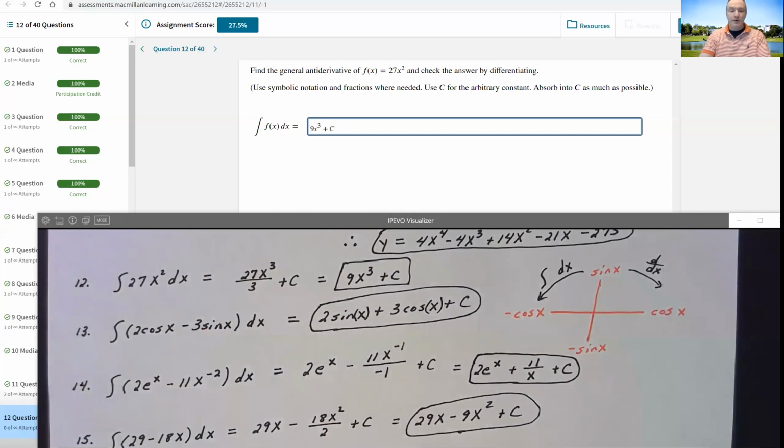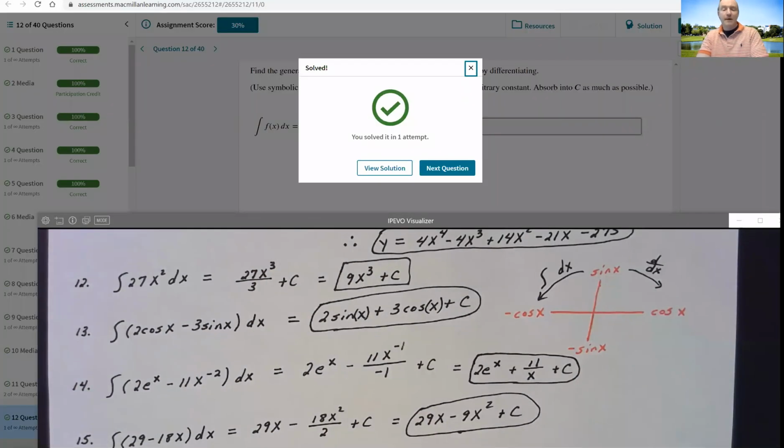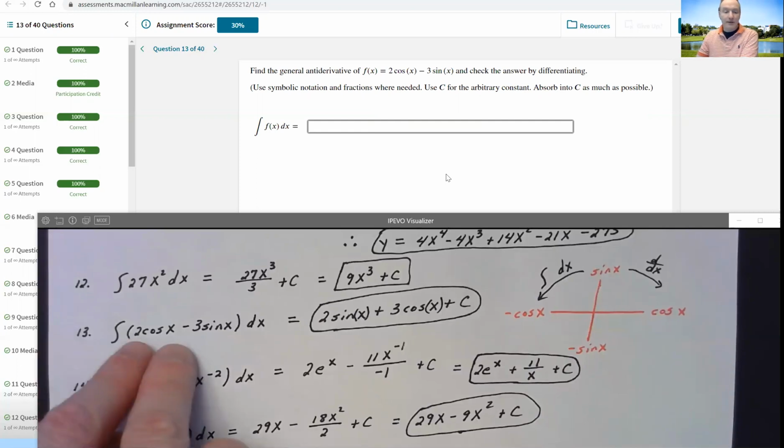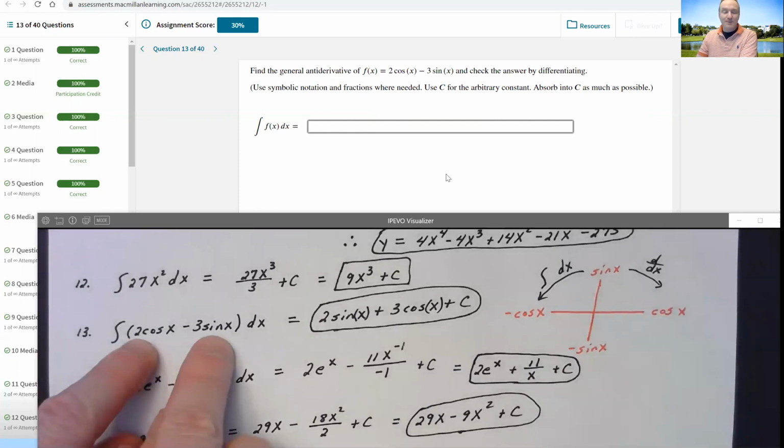And that should be correct. And it is. For number 13, again, pretty straightforward problem. It's asking me to integrate the function 2 cosine x minus 3 sine x with respect to x.